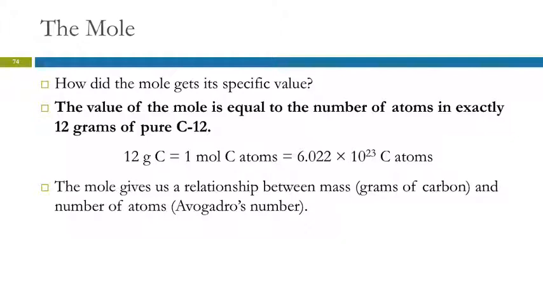Any question? Do we still use it in the same way, like in 3A, when you want to convert to molecules or atoms or non-specific things? Yeah, this can be used with any particle. So it can be used with ions or molecules or atoms. So the mole gives us the relationship between the mass in grams and the number of atoms, Avogadro's number.